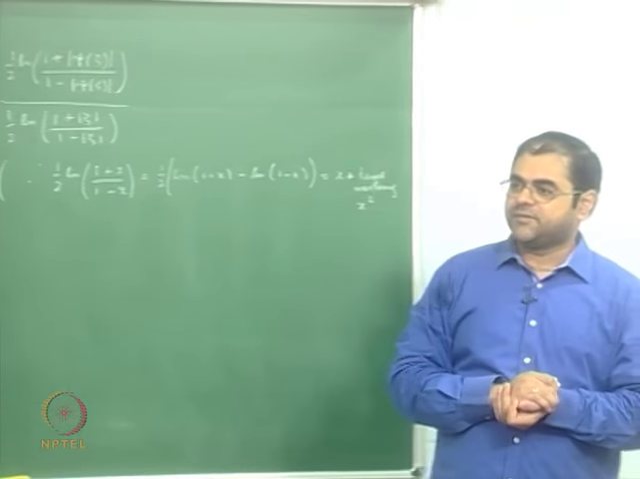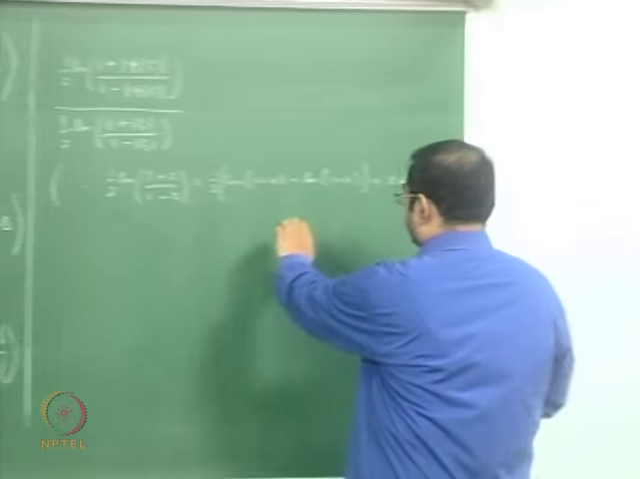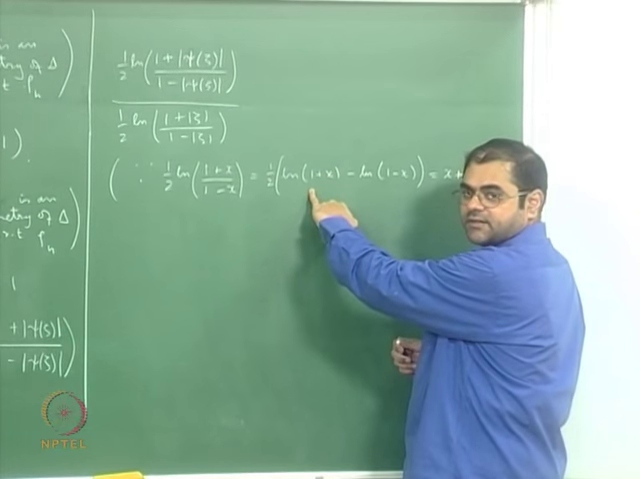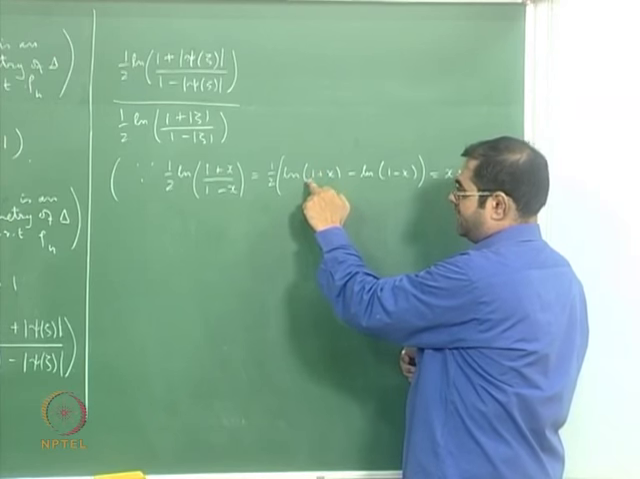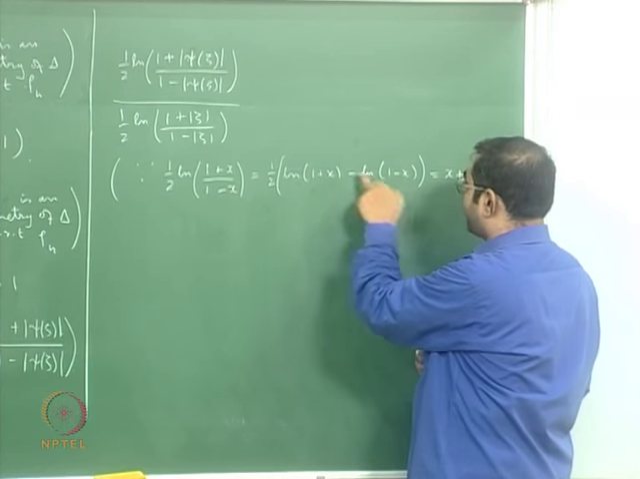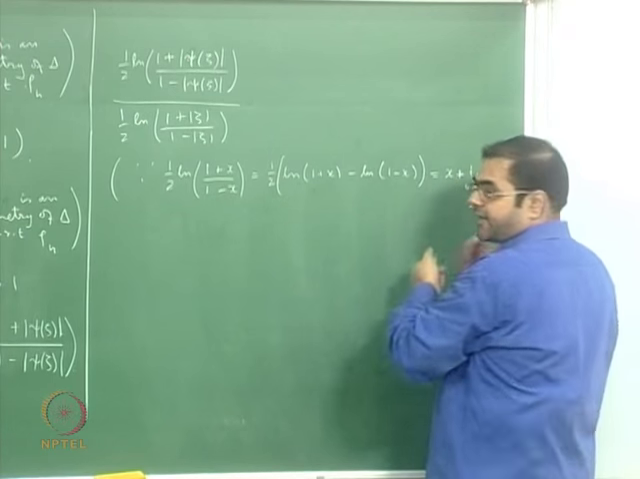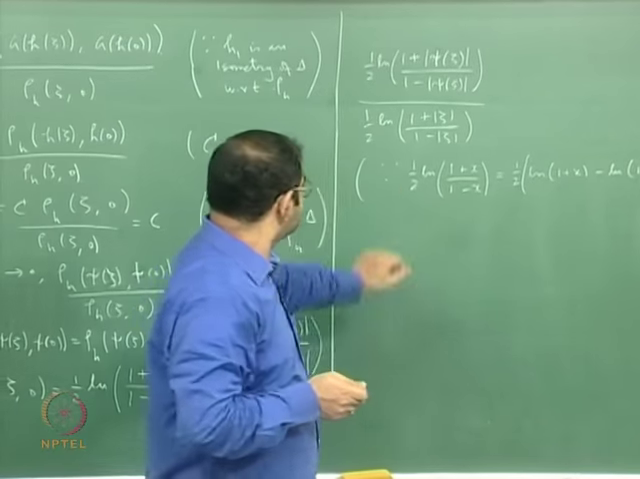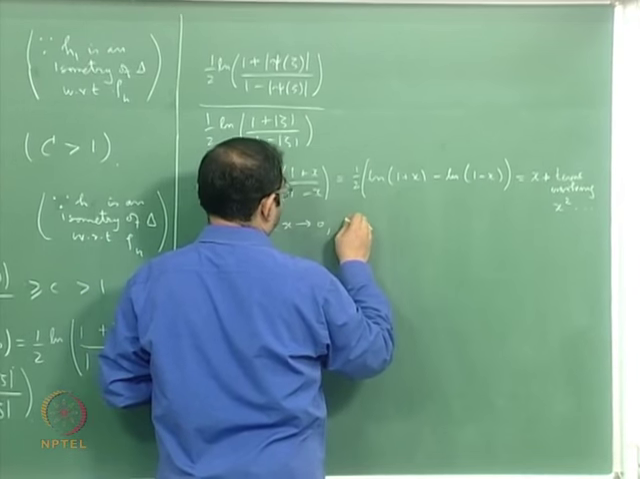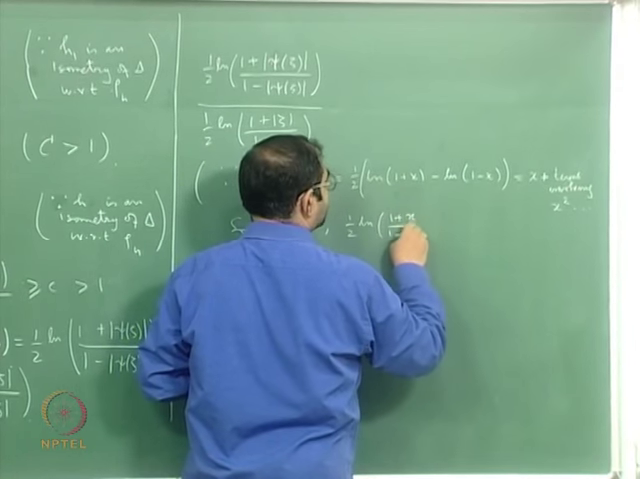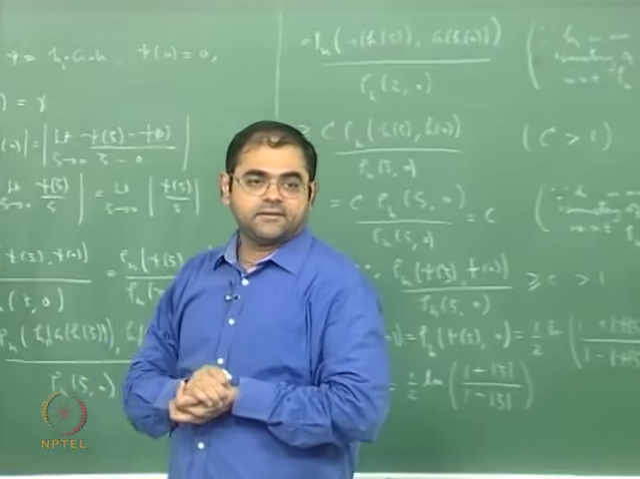Because ln of 1 plus x is x minus x squared by 2 plus x cubed by 3 and so on. So if I expand both in power series for x sufficiently small and subtract, I get x plus something, and then minus of minus x and so on, so I get 2x, and there is a half outside, so I get x plus terms involving x squared and higher powers. So as x tends to 0, half ln of 1 plus x by 1 minus x behaves like x, okay, I need this fact.